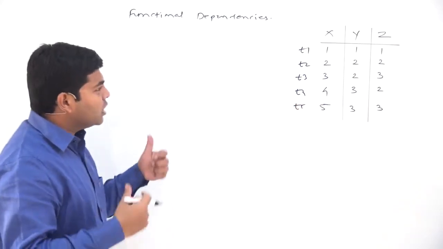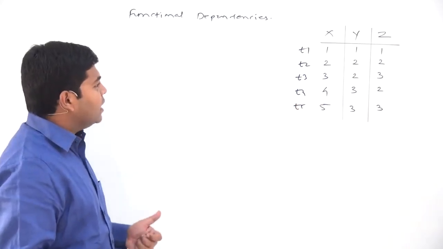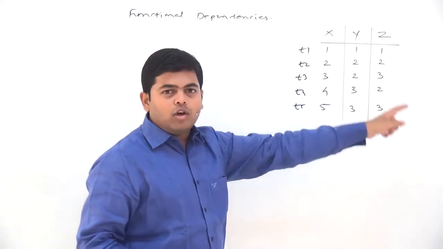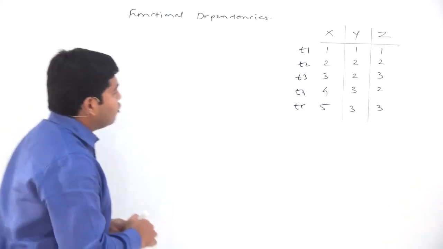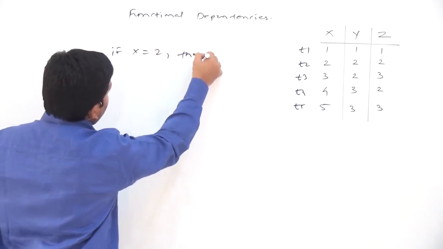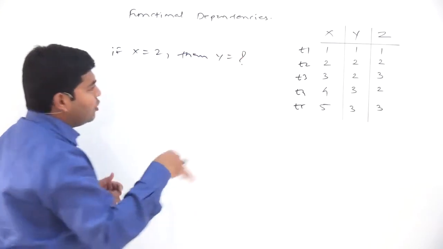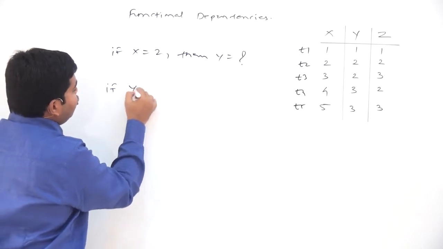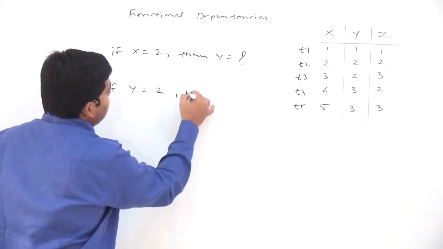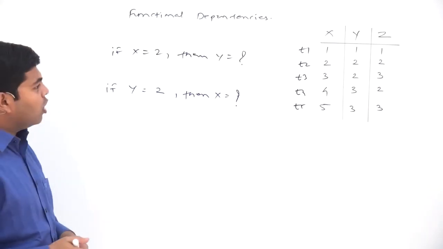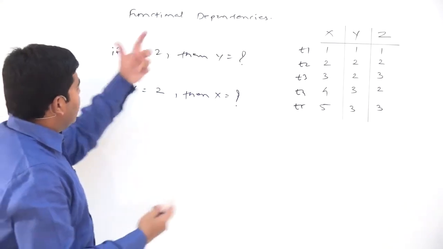Let's ask certain questions to ourselves. If I give you the value of x, can you tell me the value of y? For example, if x equal to 2, then y equal to what? Will you be able to answer this question or not? And if I ask, if y equal to 2, then x is equal to what? Will you be able to answer this question or not? Let's try to answer.